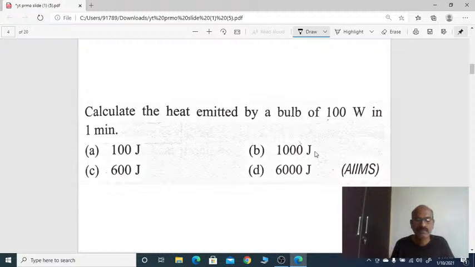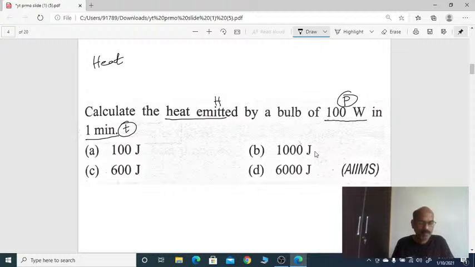Here it is. Calculate the heat emitted by a bulb of 100 watt in 1 minute. Direct formula. See that power is given and time is given. Right? How much heat is emitted by the bulb? 100 watt bulb, 1 minute it's working. Right? What is the heat developed? Yes, Vivian, quickly. Heat developed will be, you can answer now quickly. We know that power given, time given.